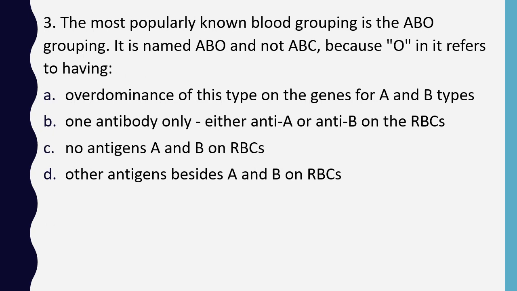Question number 3. The most popular known blood grouping is ABO grouping. It is named ABO and not ABC because O in it refers to having. Option A, overdominance of this type on the genes for A and B types. One antibody only, either anti-A or anti-B on RBC. No antigen A and B on RBC. Other antigens beside A and B on RBC. Correct answer is option C, no antigens A and B on RBCs.